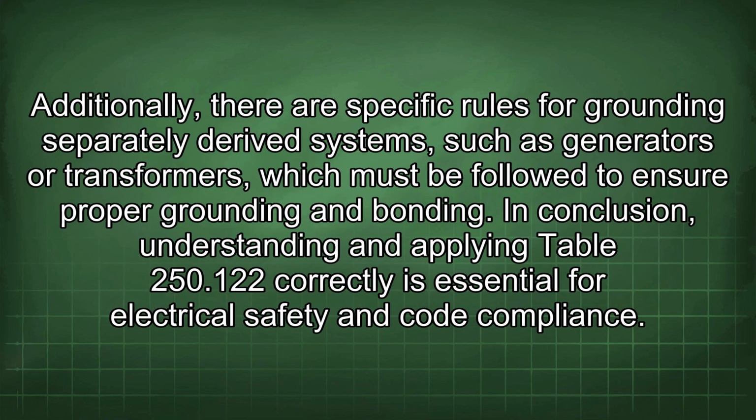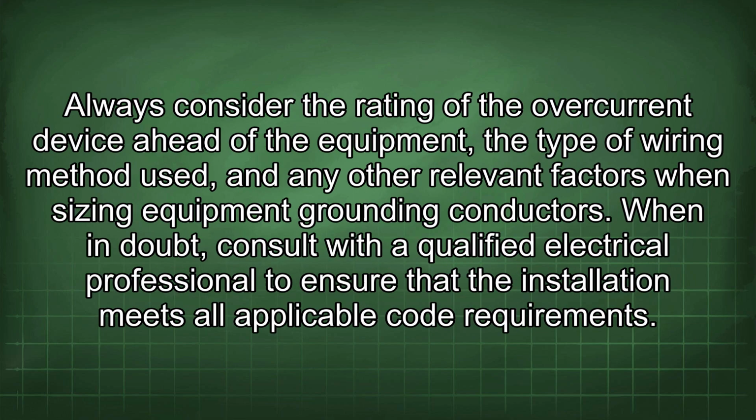Additionally, there are specific rules for grounding separately derived systems such as generators or transformers, which must be followed to ensure proper grounding and bonding. In conclusion, understanding and applying Table 250.122 correctly is essential for electrical safety and code compliance. Always consider the rating of the overcurrent device ahead of the equipment, the type of wiring method used, and any other relevant factors when sizing equipment grounding conductors. When in doubt, consult with a qualified electrical professional to ensure that the installation meets all applicable code requirements.